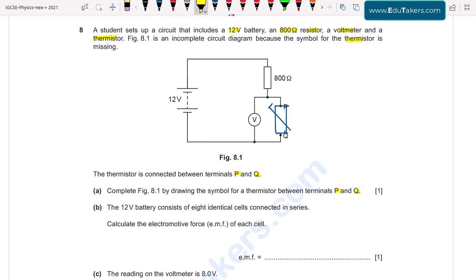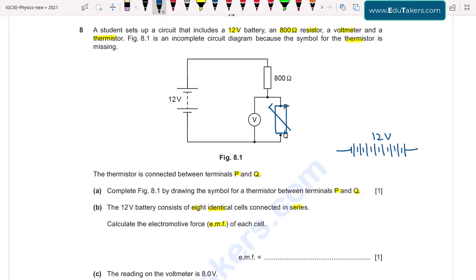The 12-volt battery consists of 8 identical cells connected in series. So here we connect 8 cells and these are connected in series. This is first cell, second, third, 4, 5, 6, 7 and 8, and it forms a battery whose voltage is 12 volts. Calculate the electromotive force EMF of each cell. We have to calculate the EMF of each of these cells.